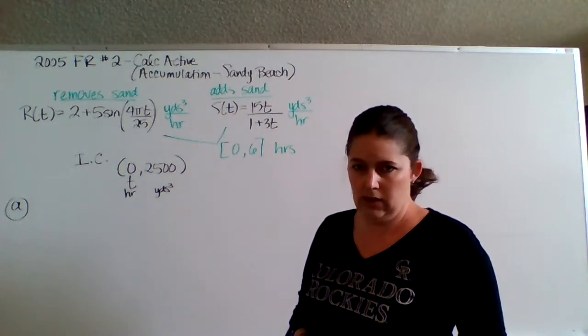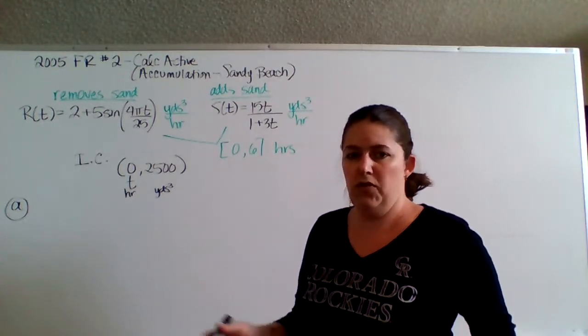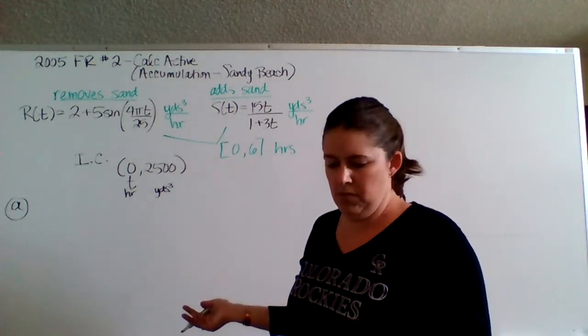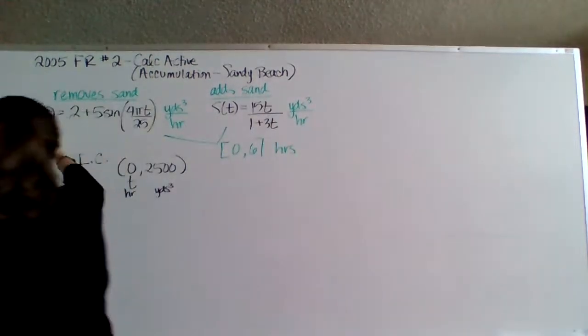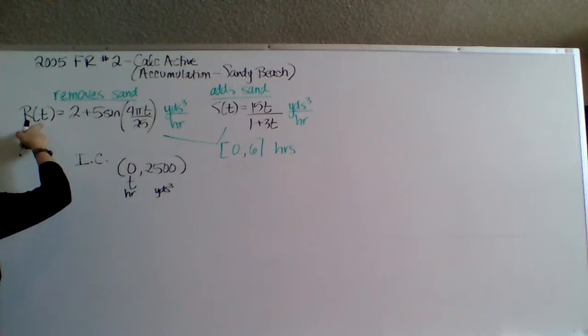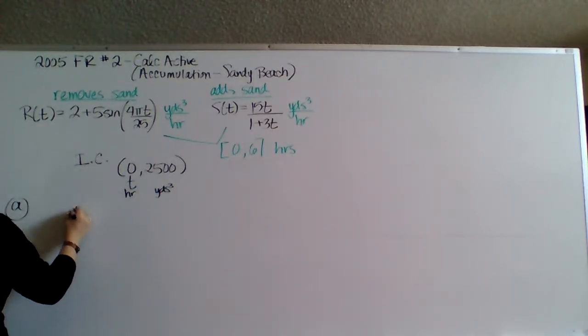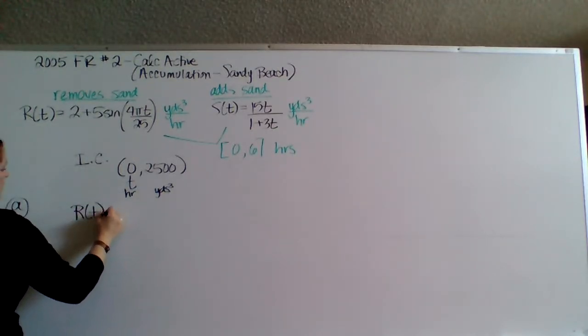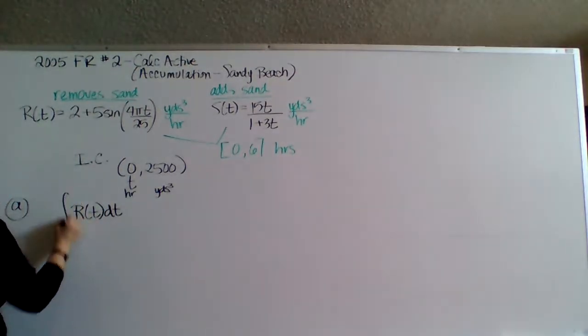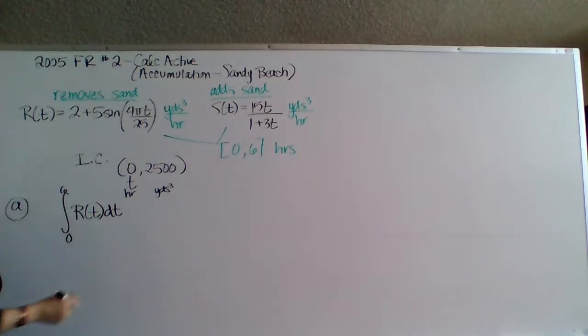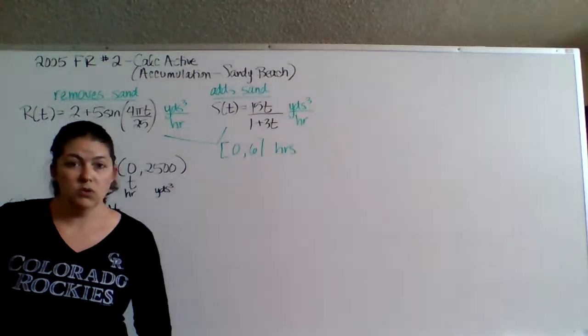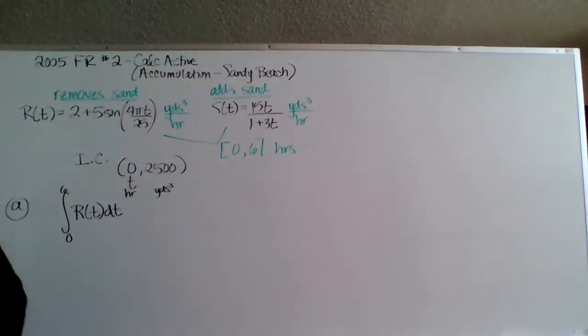The initial condition has nothing to do with this, because if we just care about the stuff being removed from the whole time frame, 0 to 6, don't we just want to take the rate of change of the removing sand? It doesn't matter that it doesn't have a prime on it. It's still the rate of change. If we accumulate R of t with respect to time from 0 to 6, isn't that going to give us the amount that's removed over that 6-hour time period?